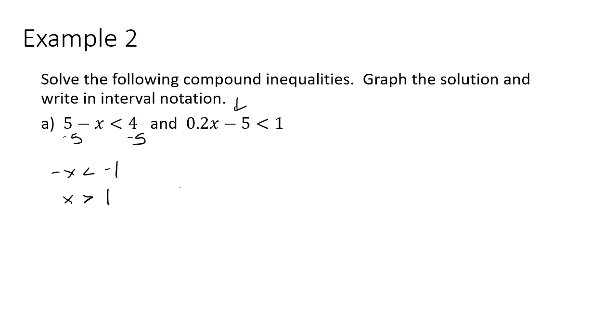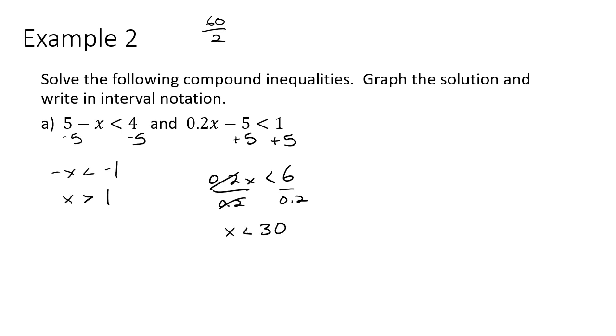For the one on the right, if I add 5 to both sides, we get 0.2x is less than 6. And then if I divide by 0.2, we get 6 divided by 0.2, which you could use a calculator to help out with. But if I multiply both the top and bottom of that fraction by 10, that would be the same as 60 divided by 2, or 30. So this is x less than 30. So these are the two solutions to the linear inequalities. This is equivalent to x is greater than 1 and x is less than 30.